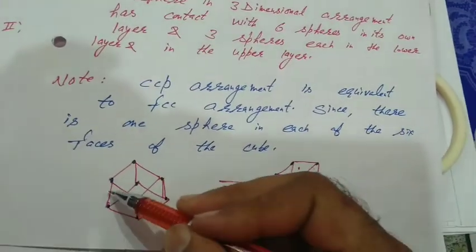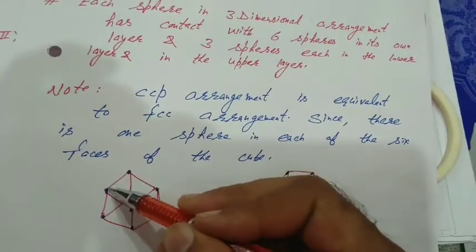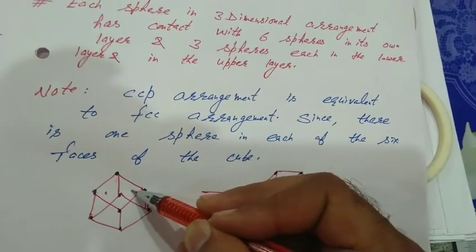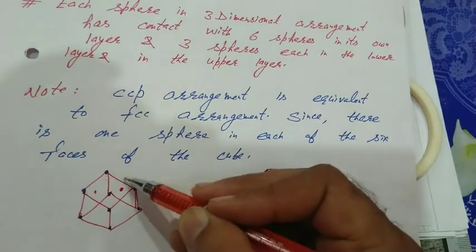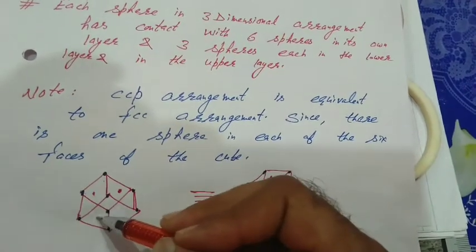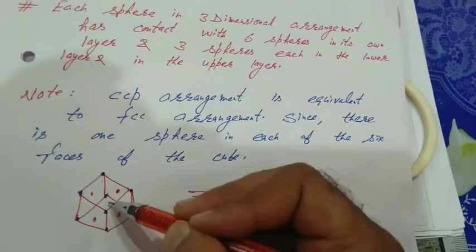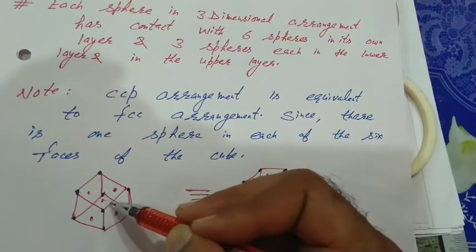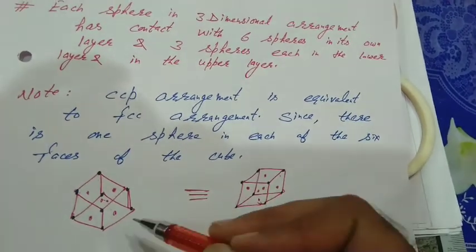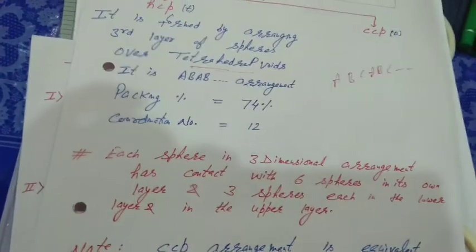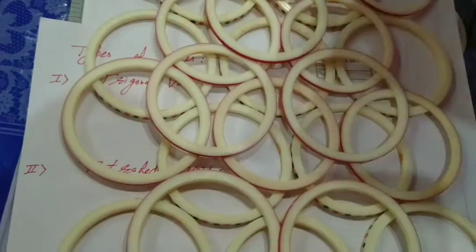Please look here. There is one sphere in each of the 6 faces. That's the first face. That's the second face. That's the third face. That's the fourth face. That's the front 5th face. And that's the back 6th face. CCP is equivalent to FCC. That's all with respect to packing of spheres in 3 dimensions. Thank you.